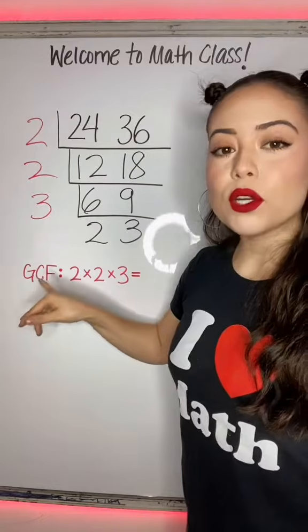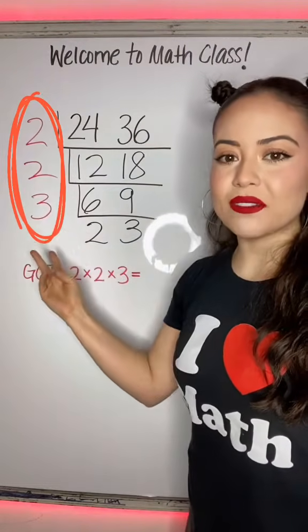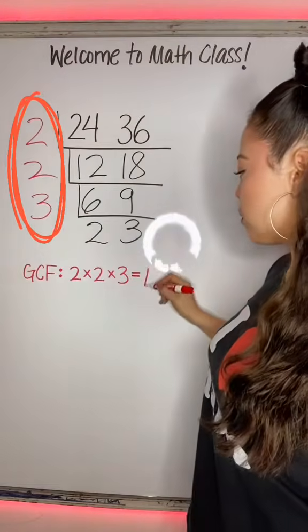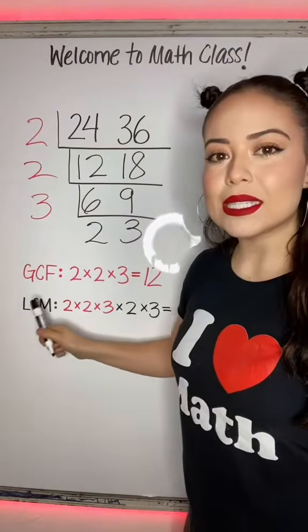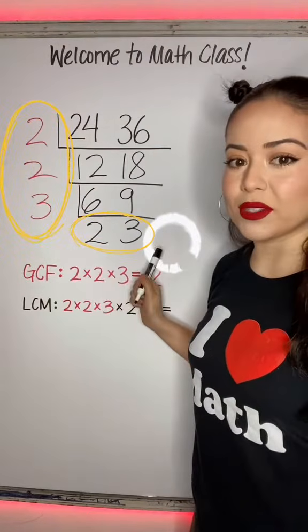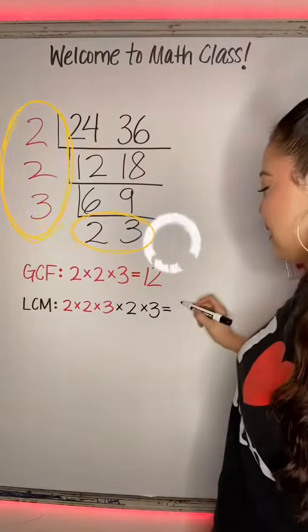The GCF, or greatest common factor, can be found by multiplying the numbers on the outside of this cake, which I wrote in red. So 2 times 2 times 3 is 12. And the LCM, or least common multiple, can be found by multiplying all of those numbers on the outside. So 2 times 2 times 3 times 2 times 3 is 72.